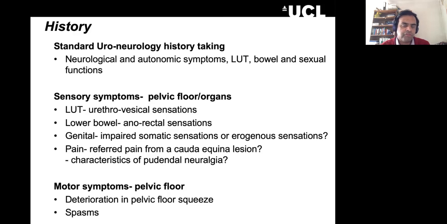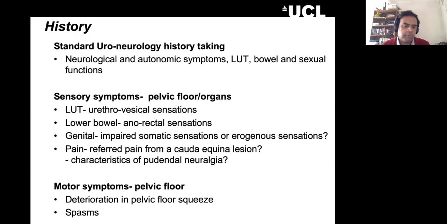So from the lower urinary tract, ask about urethral sensations, whether the patient can feel that they're passing urine, whether the patient can feel that their bladder is getting full. Is it a graded sensation of fullness, or is it all or none? So nothing and then suddenly urgency.